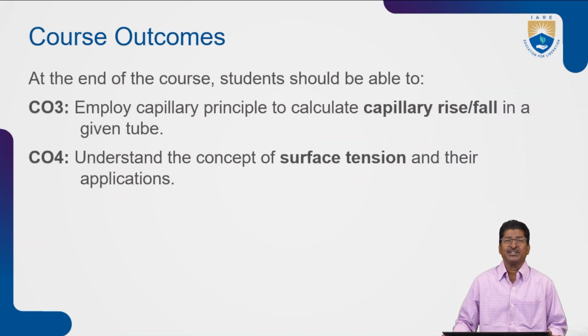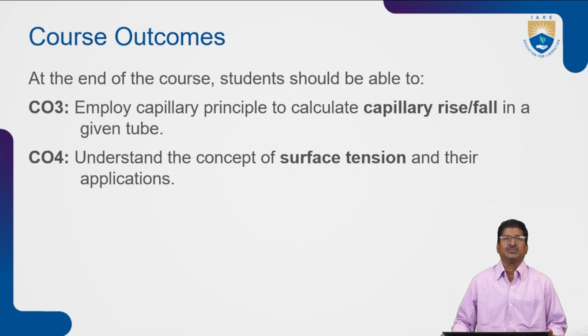Course outcome 3 is the capillary rise or fall. Whenever you insert a smaller diameter tube in a fluid, some fluids will rise inside the smaller diameter tube. Those are called capillary rise. And some fluids will lower their level in the smaller diameter tube. They are called capillary fall. So capillary rise and capillary fall come under course outcome 3.